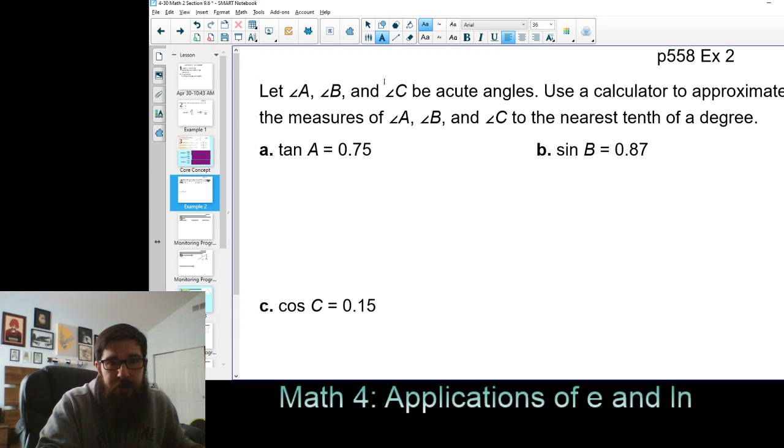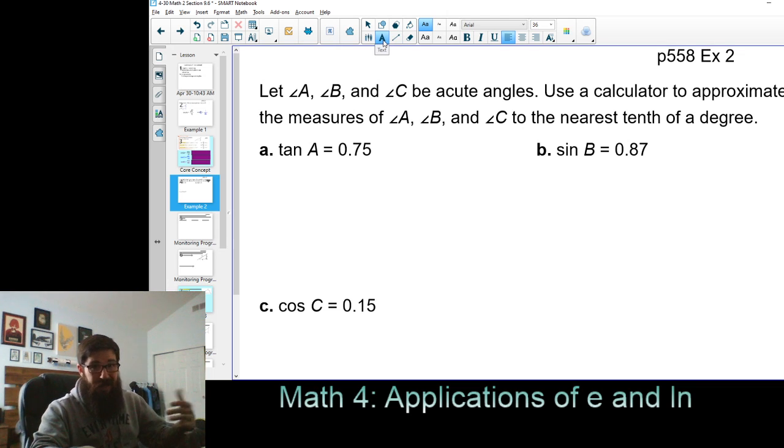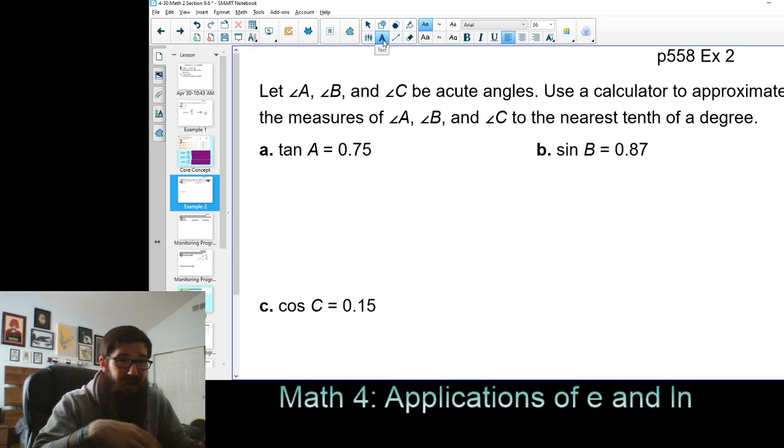For this very first one here, tangent of A is 0.75. I'm going to showcase something that is how I was taught and makes sense, and it's why the inverse tangent works. I'm going to show you what this looks like, make an analogy to another style of algebra, and then we'll move through and solve the rest here.